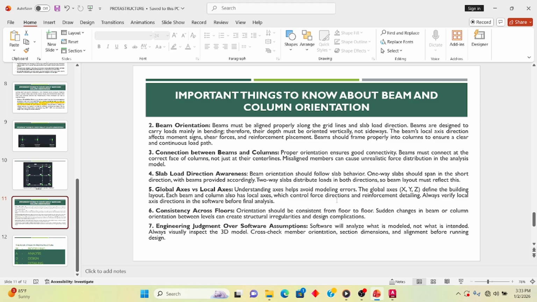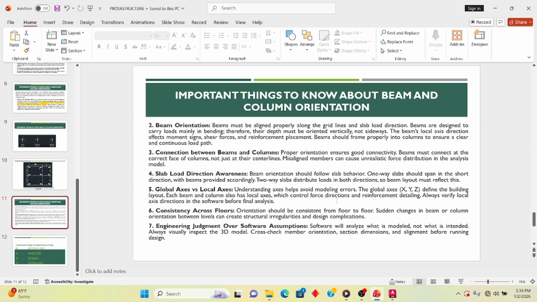Okay. Then another one is engineering judgment over software assumption. Software will analyze what is modeled, not what is intended. It is what you give to it that it gives back to you. It may not be your intention. So that's why you need to be very, very meticulous.